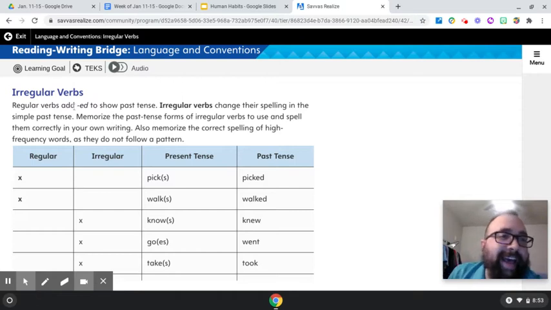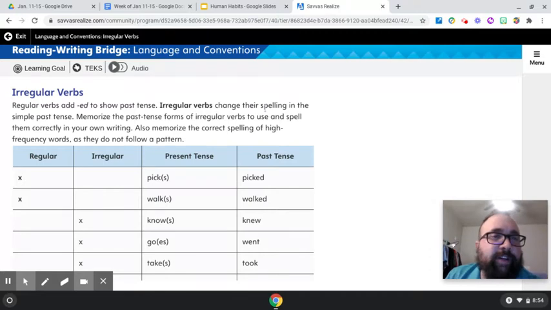Regular verbs add -ed to show past tense, okay? I licked a lollipop. That was past tense. Irregular verbs change their spelling in the simple past tense. They're not normal verbs, they're not regular verbs, they're weird, they're irregular.